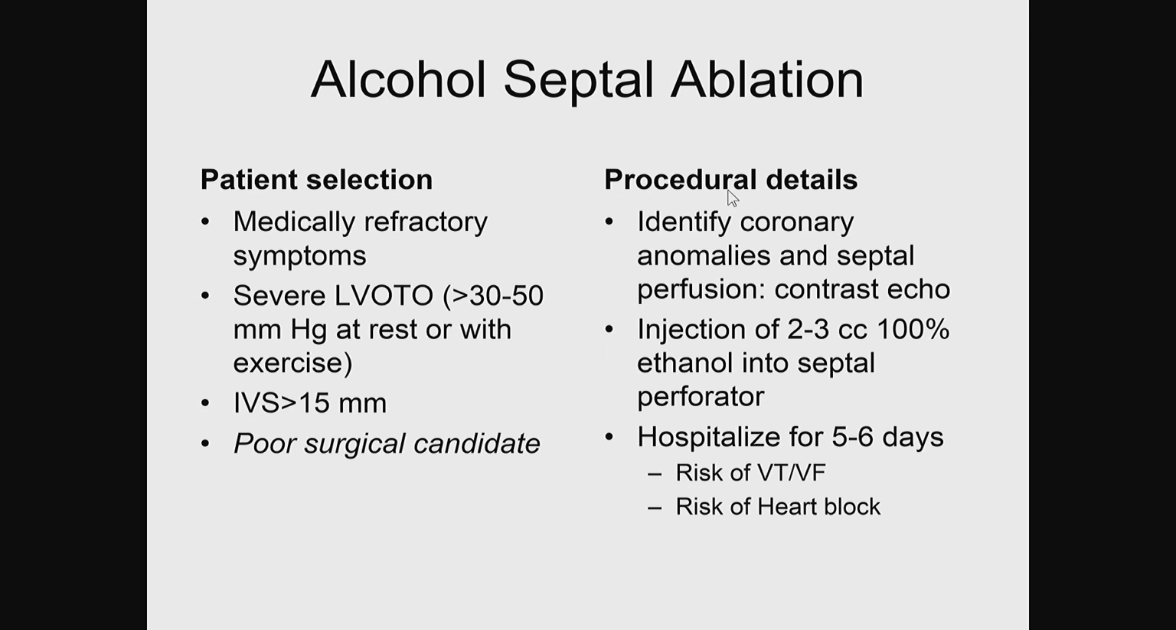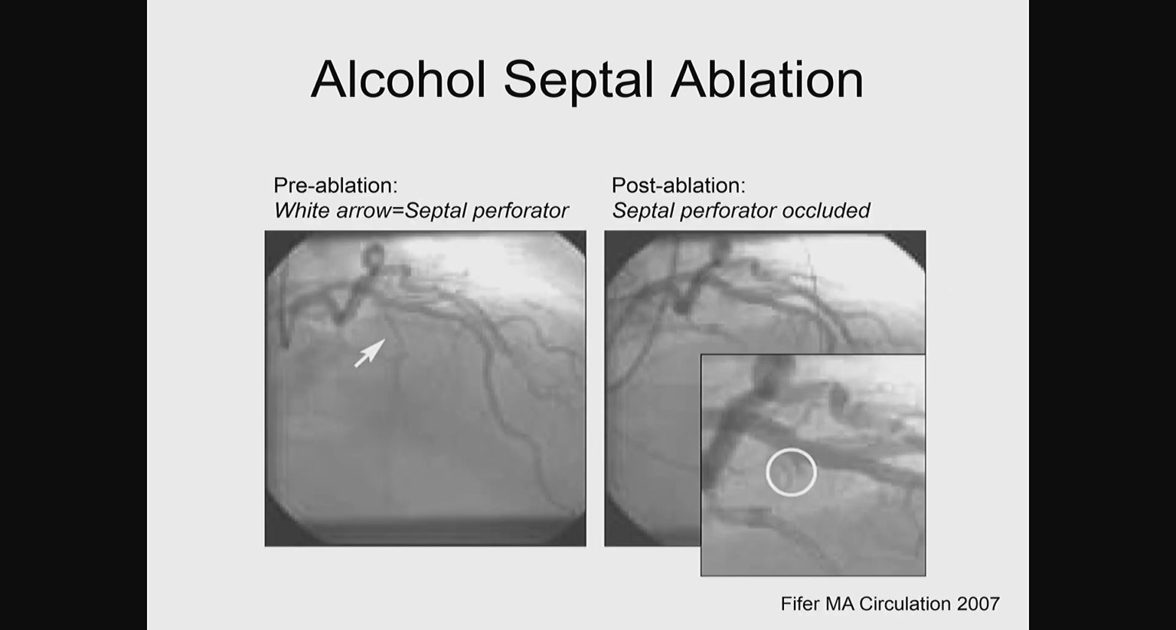From a procedural standpoint in alcohol septal ablation, after coronary angiography excludes coronary anomalies and septal perfusion is established with contrast echo, injection of pure alcohol into a septal perforator follows, which leads to a controlled infarction. Because of a risk of both heart block and ventricular arrhythmias in the subsequent 5 to 6 days, patients remain in the hospital over that period of time.